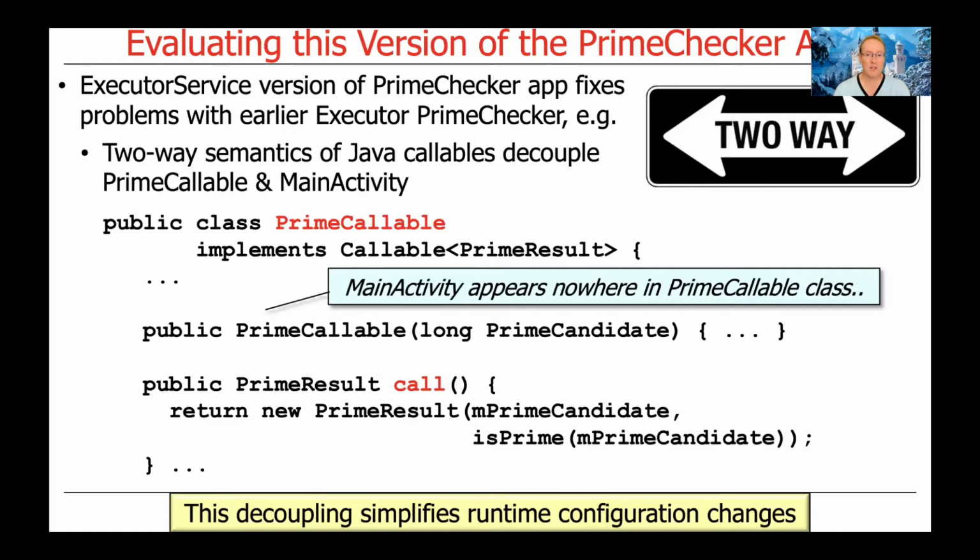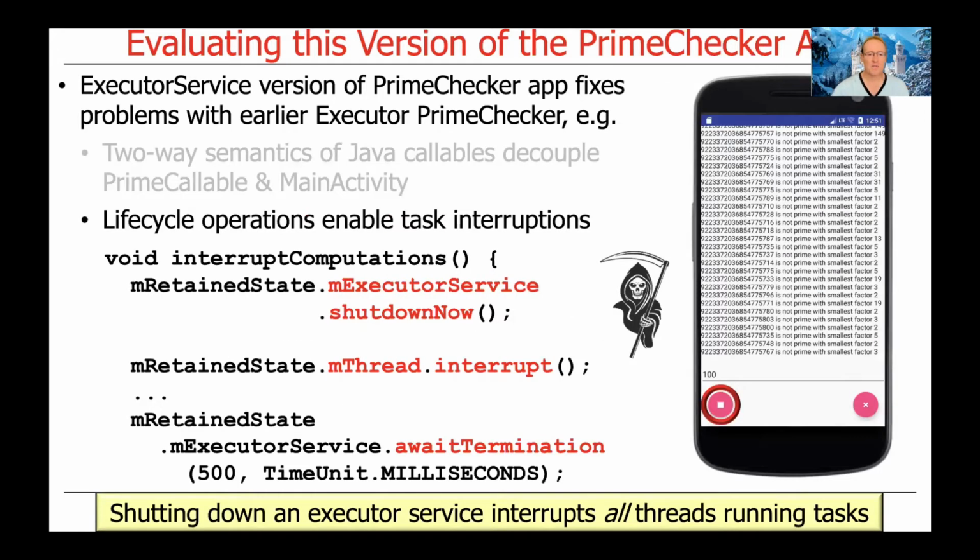The nice part about the new approach is we've completely decoupled any dependency on the main activity from PrimeCallable, since now we have a two-way call. And so as a result, there's no reference to the main activity in a PrimeCallable instance. And so this greatly simplifies runtime reconfiguration changes.